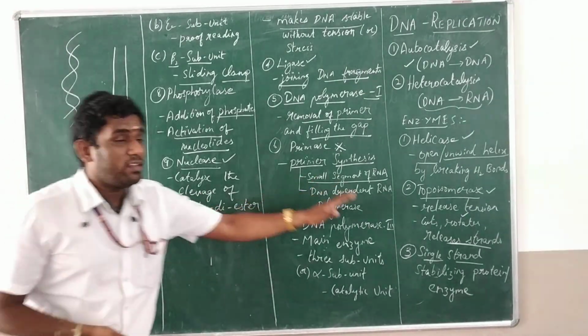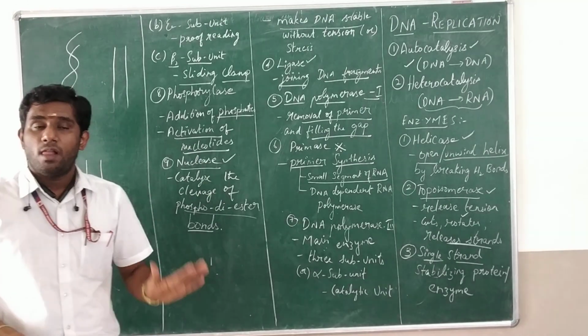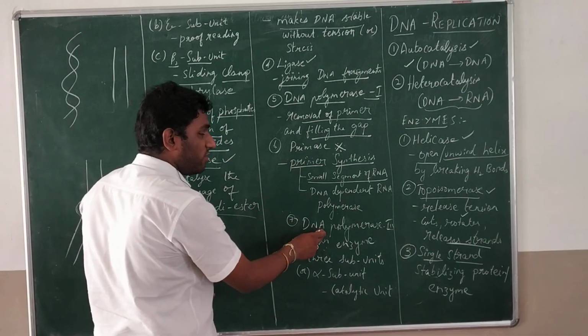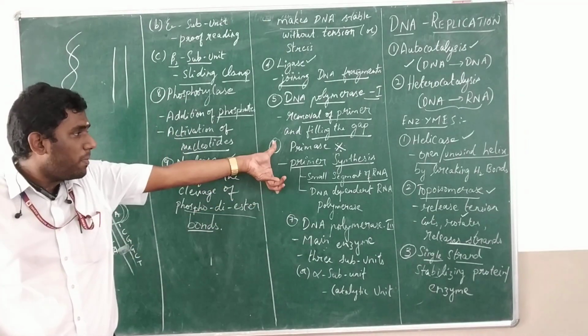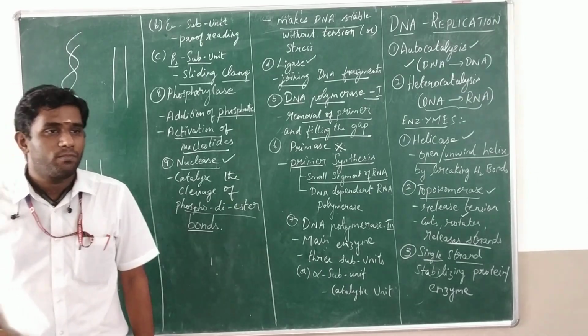Is it clear? So these are the 9 enzymes that act in the process of replication. And the most important ones among them are primase and DNA polymerase 3. These are the 2 main enzymes which play a crucial role in DNA replication. Okay.